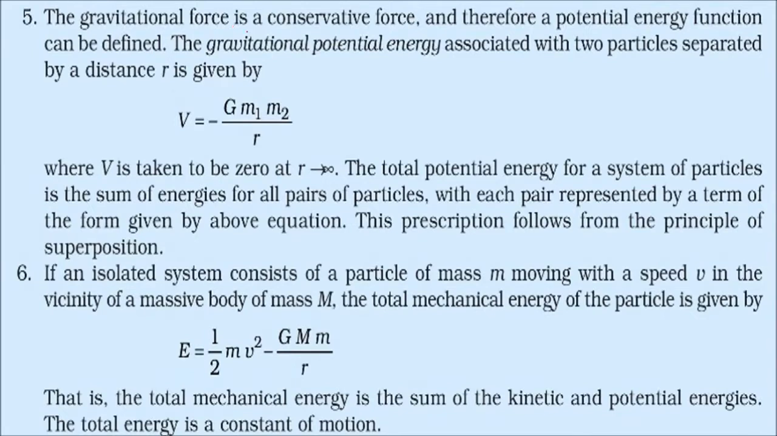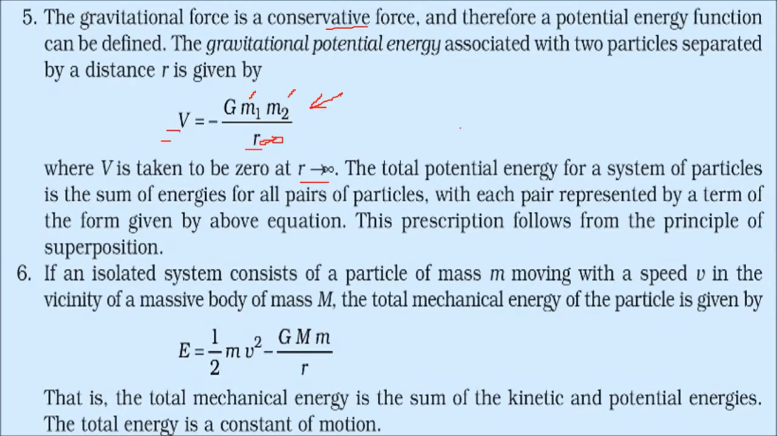The gravitational force is a conservative force. That is why the potential energy function can be defined. The gravitational potential energy is associated with two particles m1 and m2, which are separated by distance r, and is given by this relation. We represent it by V equals minus G m1 m2 by r. V is taken to be 0 when r reaches infinity. If it is infinity, this is going to be 0.